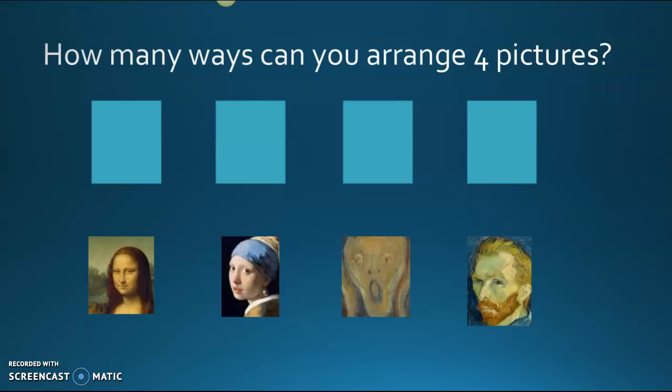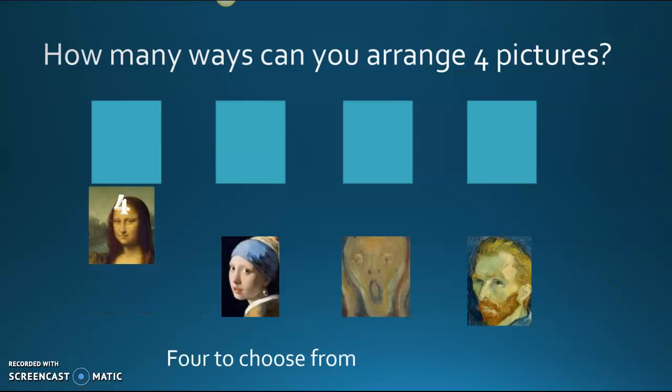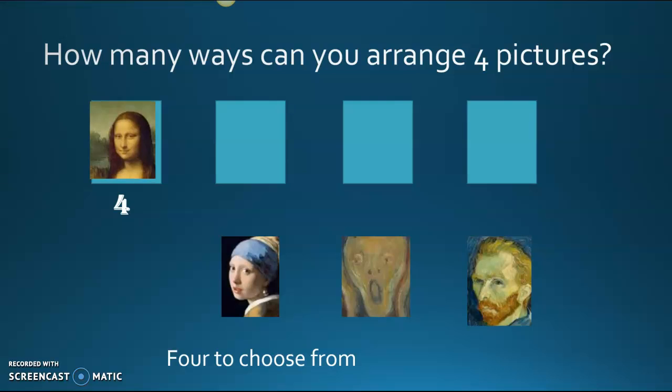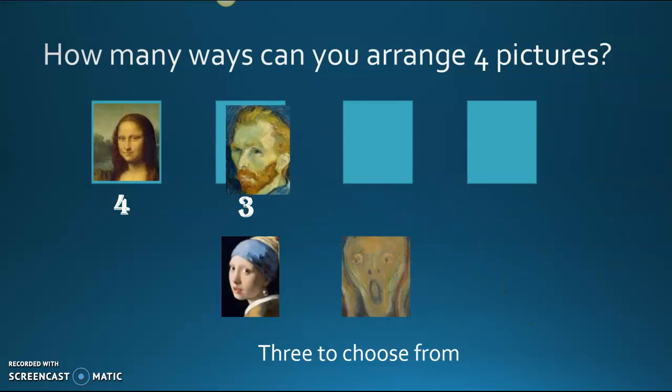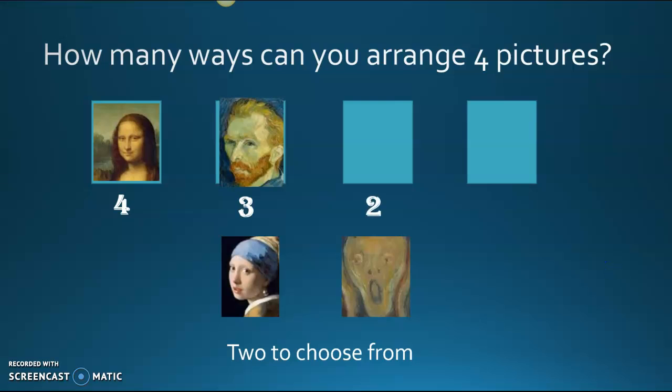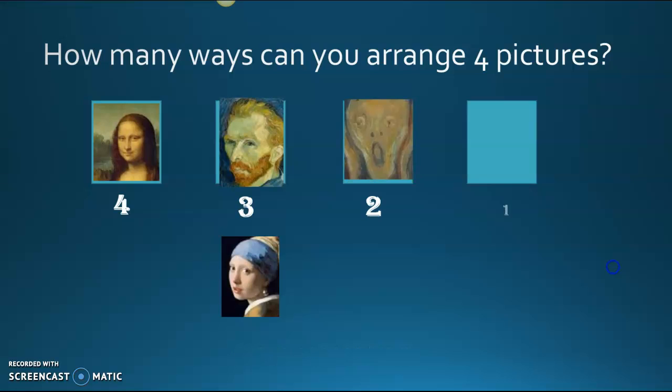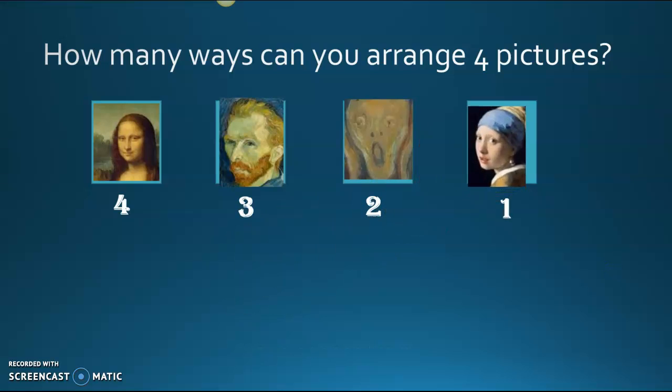So how many ways can you arrange 4 pictures? I have 4 pictures here. I got 4 spots. I could just put them up however I want. There are 4 different pictures, so I can choose from any of those 4 for this first spot. But once I've chosen one, now I only have 3 to choose from. So for the second spot, there are 3 to choose from. Once I've chosen one, there are now only 2 to choose from. I pick one, and I only have one left, so it has to go in the last spot.